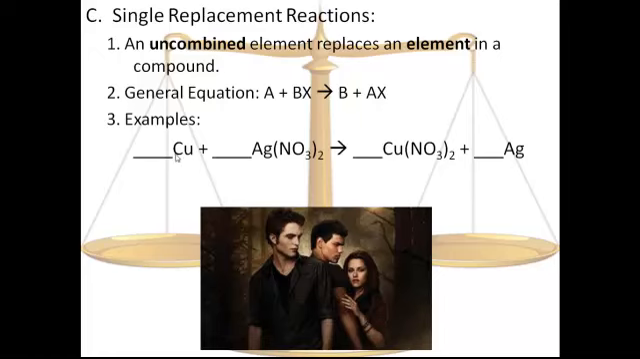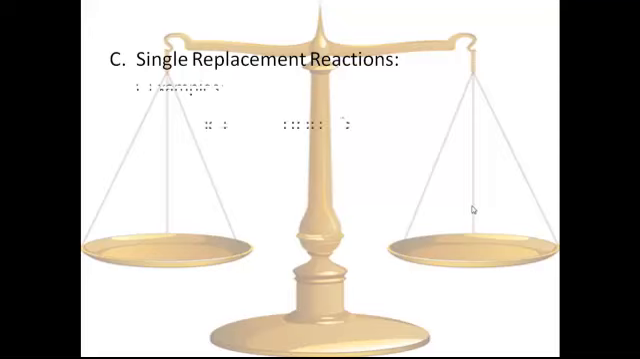So now when I simplify, 1 copper, check, check. 1 silver, check, check. 2 nitrates, check, check. This one is all balanced for you. Here's a couple trickier ones. So think Edward and Bella, if that helps. Here comes Edward. It's going to kick out Jacob to be with Bella.